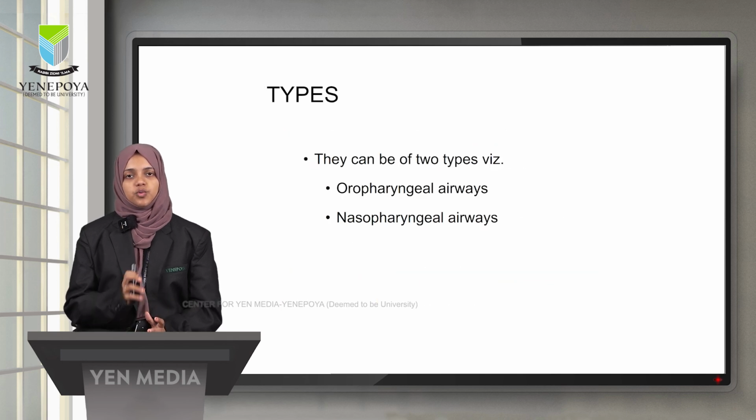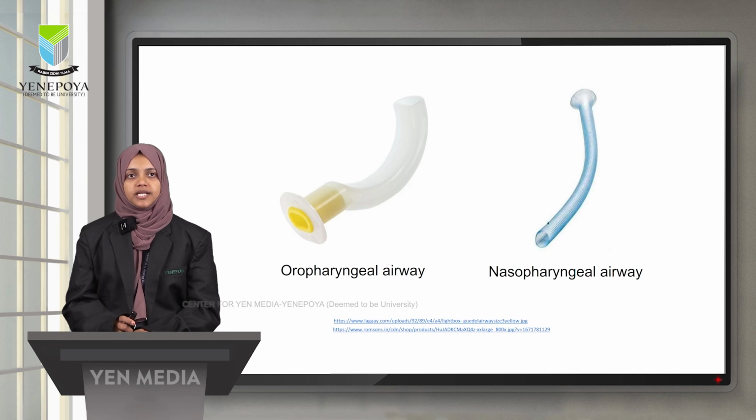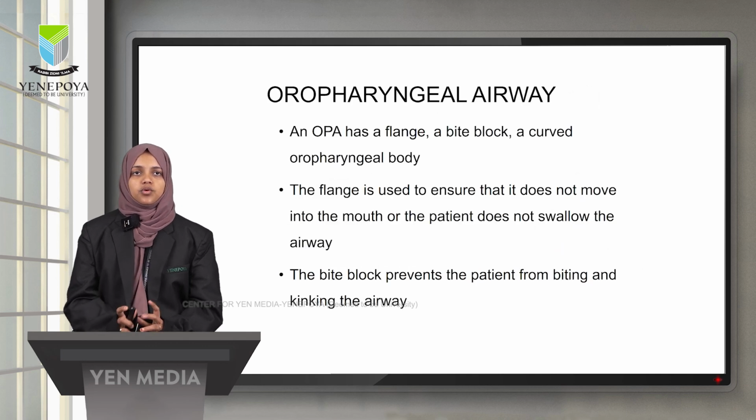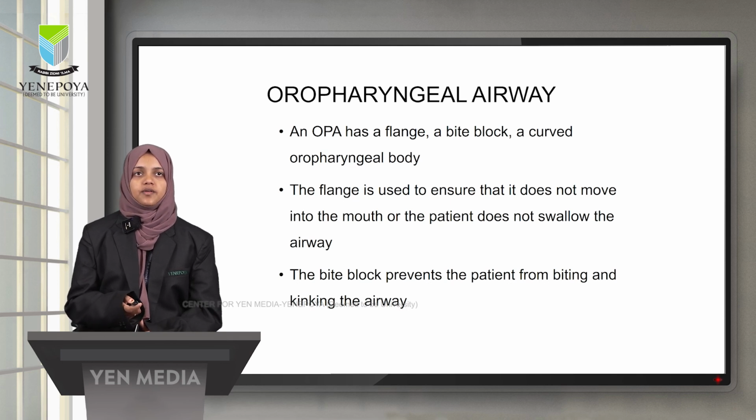Basically, airways are of two types: oropharyngeal airway and nasopharyngeal airway. An example of an oropharyngeal airway is Gudel's airway, and the other one is the nasopharyngeal airway. An oropharyngeal airway has a flange, bite block and a curved oropharyngeal body. The flange ensures that it does not move into the mouth or that the patient does not swallow the airway. The bite block prevents the patient from biting and kinking the airway.